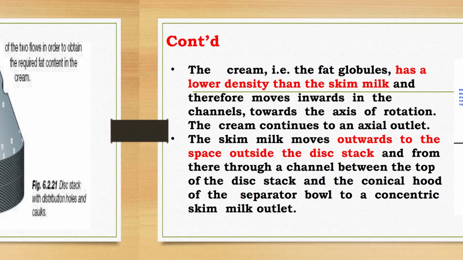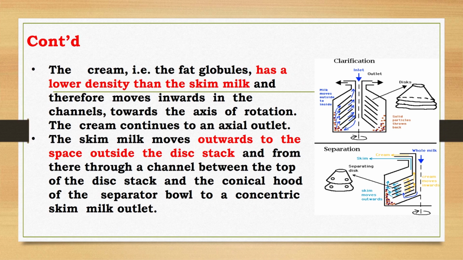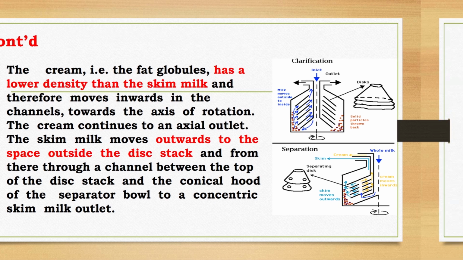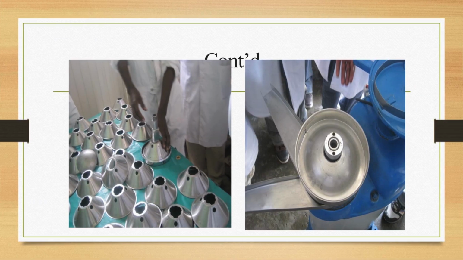Here's what happens inside. The cream, that is, the fat globules, has a lower density than the skim milk. Therefore, it moves inwards in the channels, towards the axis of rotation, and continues to an axial outlet. The skim milk, being heavier, moves outwards to the space outside the disc stack, and from there goes to a concentric skim milk outlet. The slide has two simple diagrams. One illustrates clarification, showing the inlet for milk and how solids are separated out. The other illustrates separation, showing how whole milk is split into two streams, skim milk moving outwards and cream moving inwards.